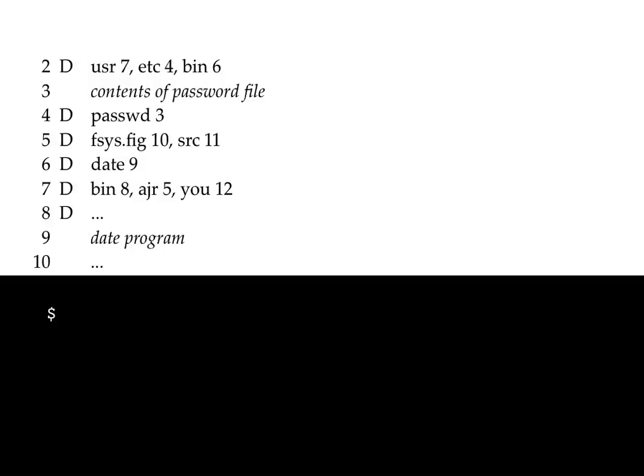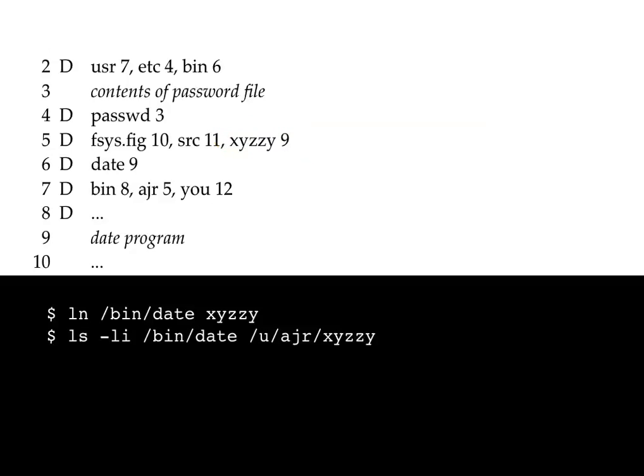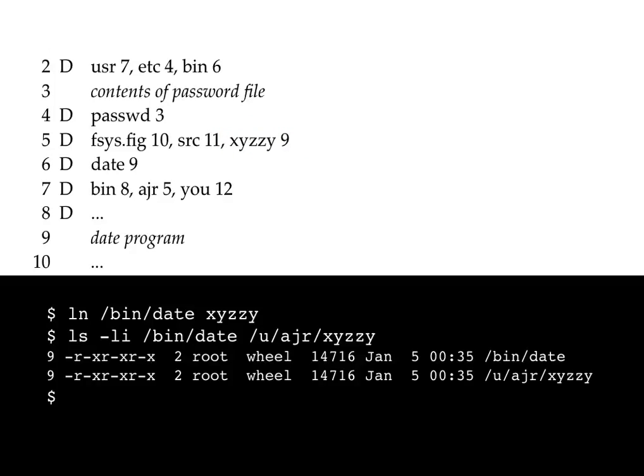Suppose I want to have another name for the date command, /bin/date, inode 9. I can call it xyzzy in the current directory by executing the command ln /bin/date xyzzy, ln for link. This creates an additional link for the date command. Look at the ls -li output, where -i means also tell me the inode number. The extra column on the left is the inode number displayed because we said -i. These two items have the same inode number because they are the same file.